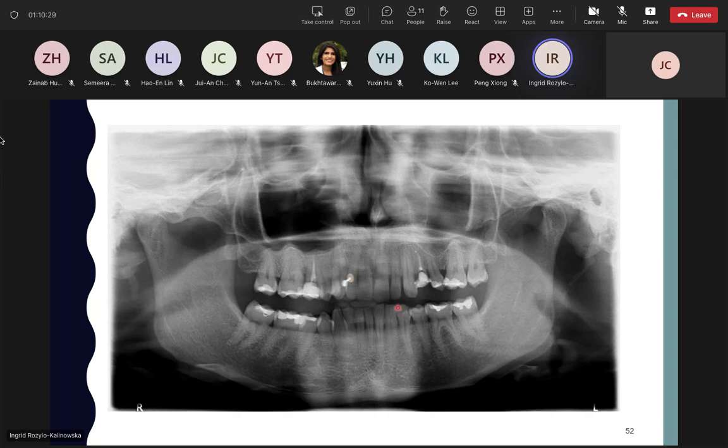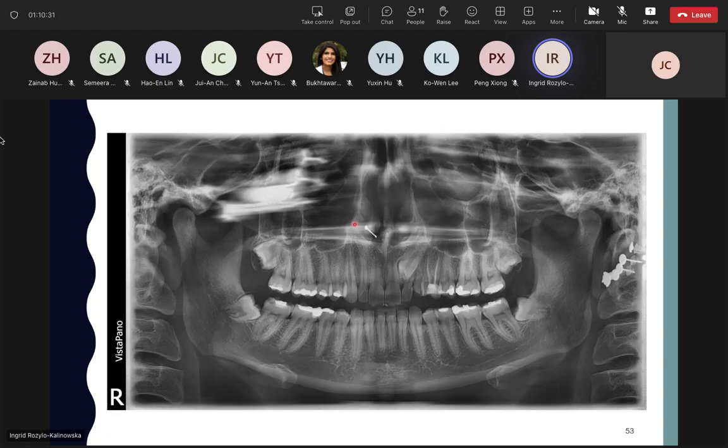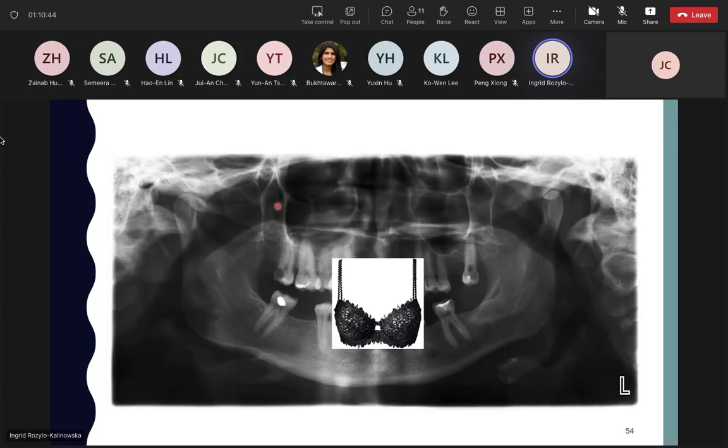Again, a piercing in the ala of the nose, with a lot of piercings in the left earlobe, producing a very, very dense ghost shadow overlapping the right maxillary sinus. And this patient offered to take off her bra for panoramic radiography. I think she must have confused panoramic radiography with chest radiography. But sorry, we were not interested.